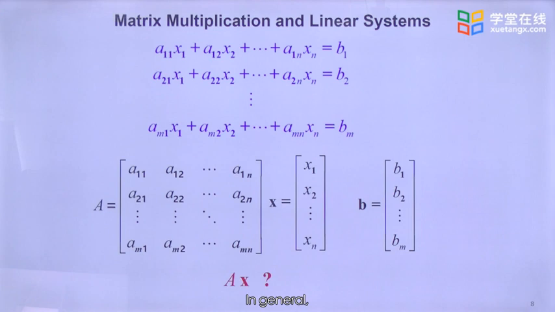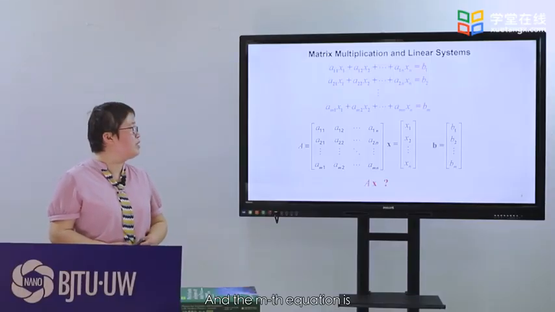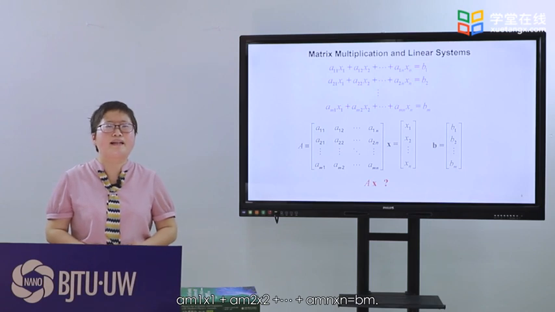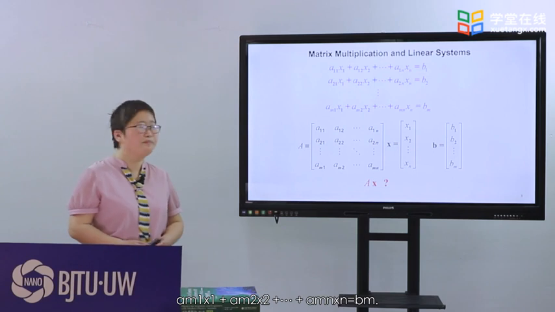So in general, for an n by n linear system, the first equation is a11 x1 plus a12 x2 plus and so on plus a1n xn equals b1. The second equation is a21 x1 plus a22 x2 plus and so on plus a2n xn equals b2. And the mth equation is am1 x1 plus am2 x2 plus and so on plus amn xn equals bm.